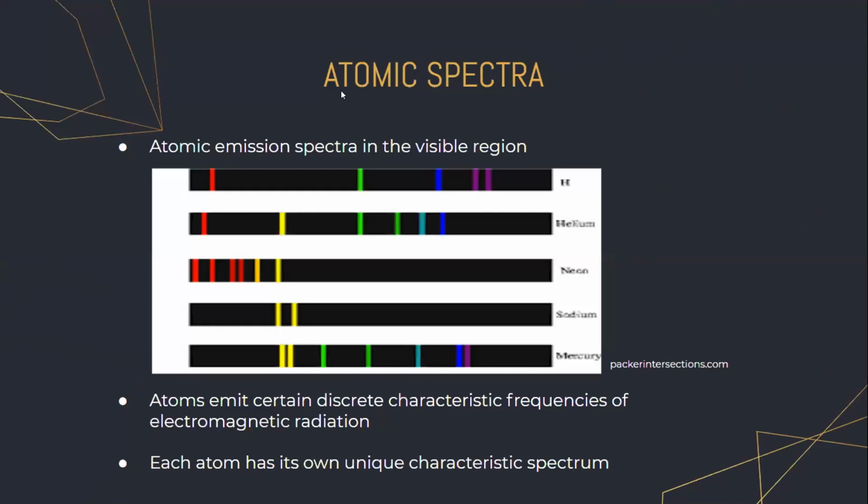So today I'll present on atomic spectrum. First, atomic emission spectra in the visible region. Atoms emit certain discrete characteristic frequencies of electromagnetic radiation, and each atom has its own unique characteristic spectrum. For example, an atom of sodium has different energy levels and transitions than an atom of lithium. The different mix of energy differences for each atom will produce different colors, as you can see in the picture. Each metal also will give a characteristic flame emission spectrum.